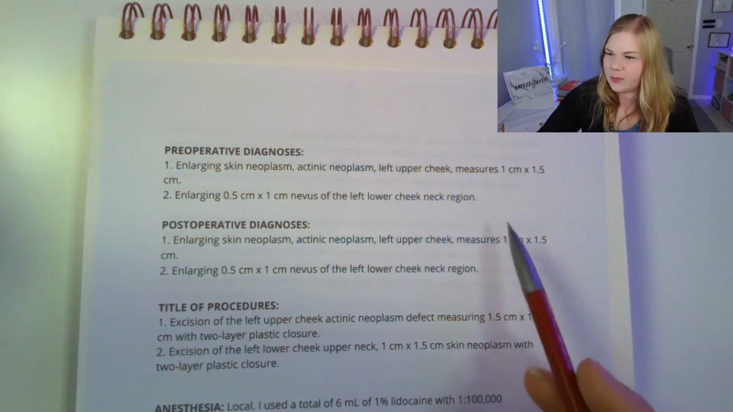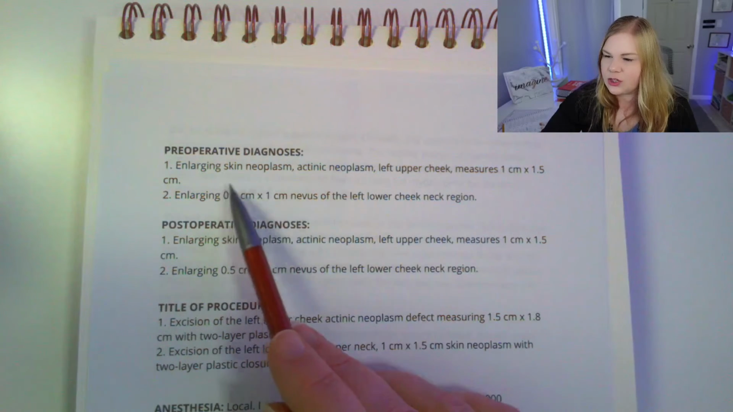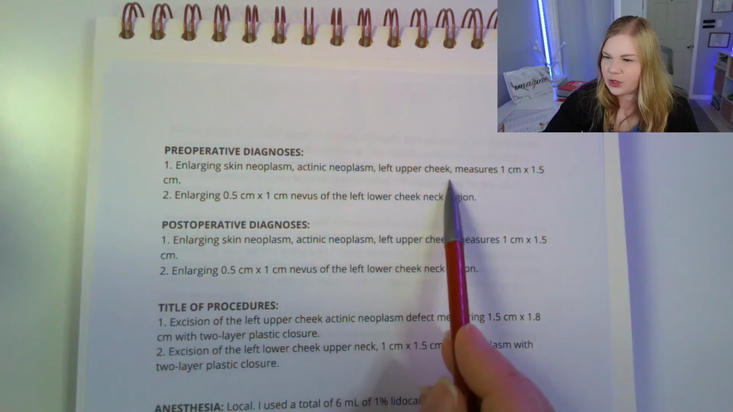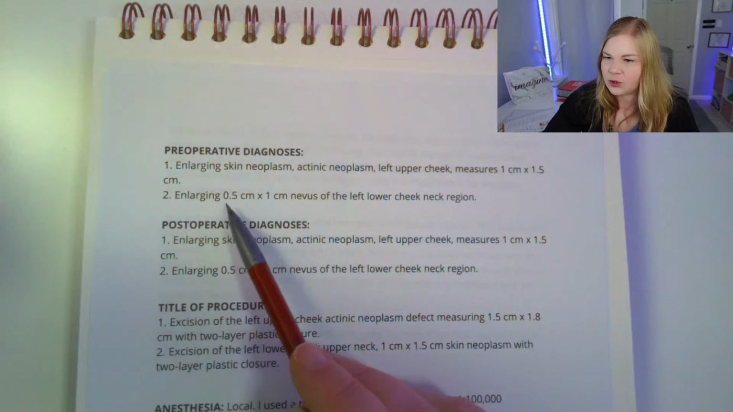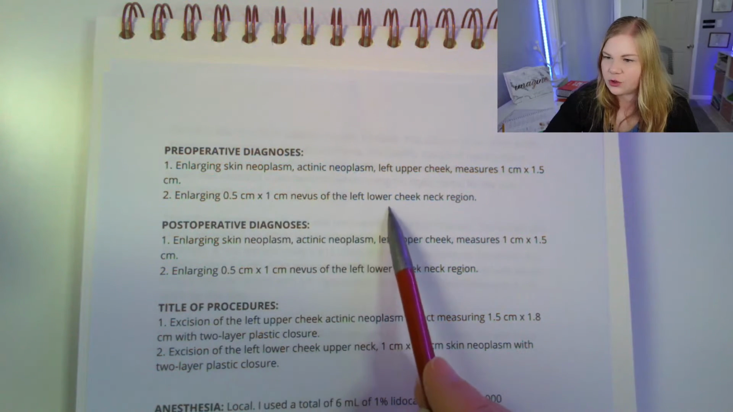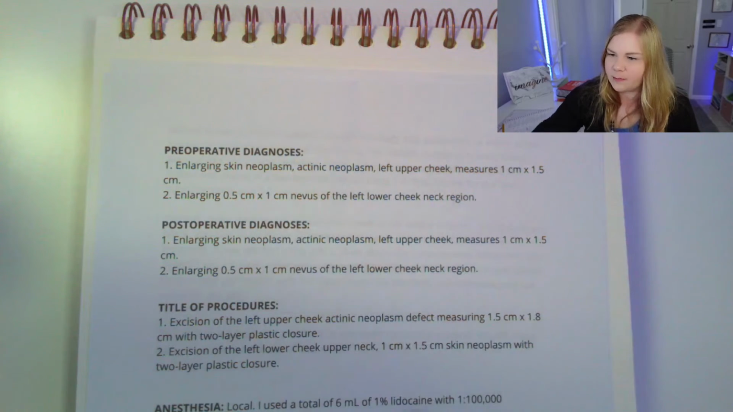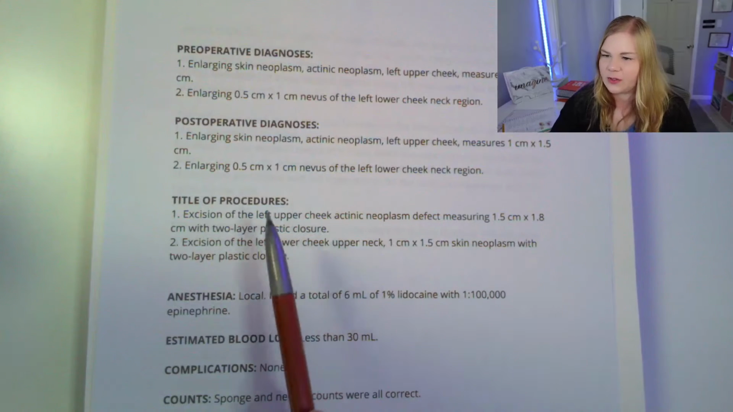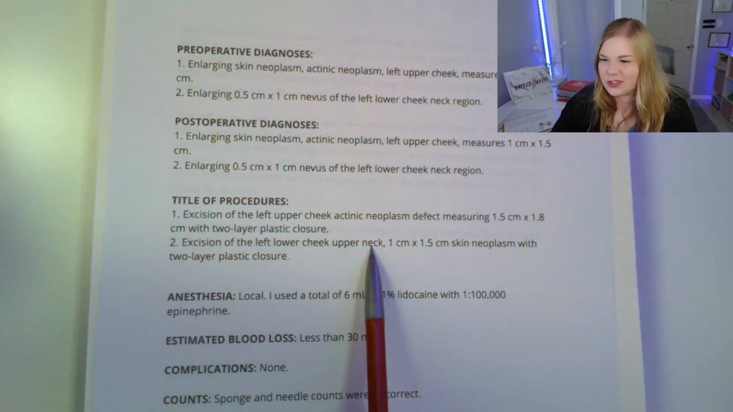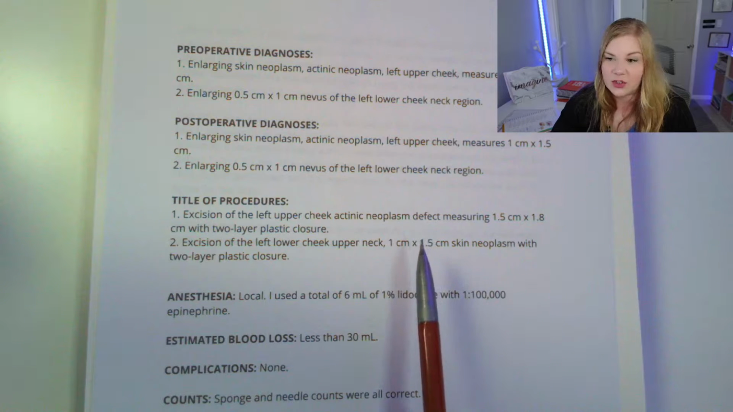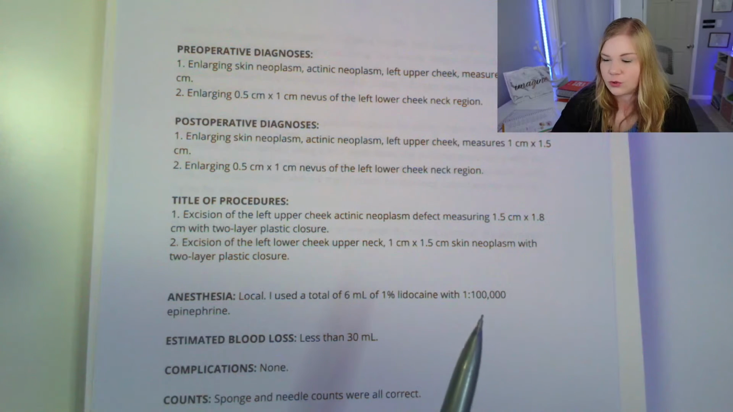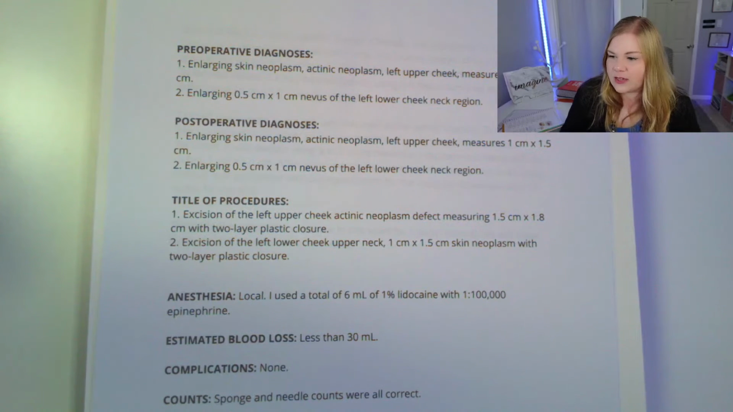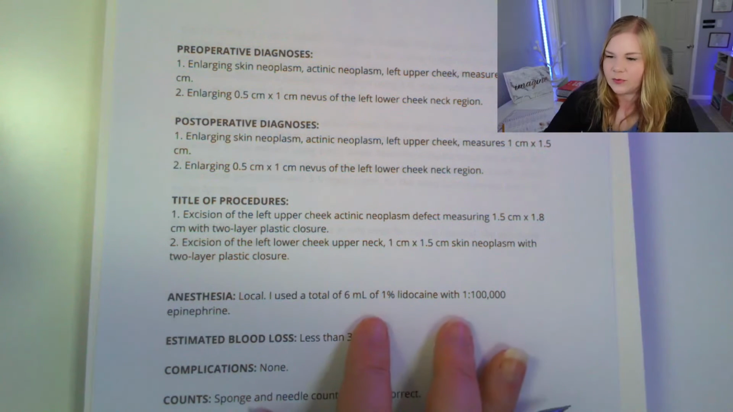But if we look at this sample here, we have an enlarging skin neoplasm, actinic neoplasm, left upper cheek. It measures 1 centimeter by 1.5 centimeter, and an enlarging 0.5 by 1 nevus of the left lower cheek neck region. Same thing for post-op. And then if we look down here, they have the closures, but we don't have margin sizes. So in the absence of margin sizes, you could maybe make a company policy that says, hey, this is what we do. If there's no margin, we're just going to assume there were no margins because they're not documented, and we're just going to code it to just the size of the lesion or the size of the defect that was provided.